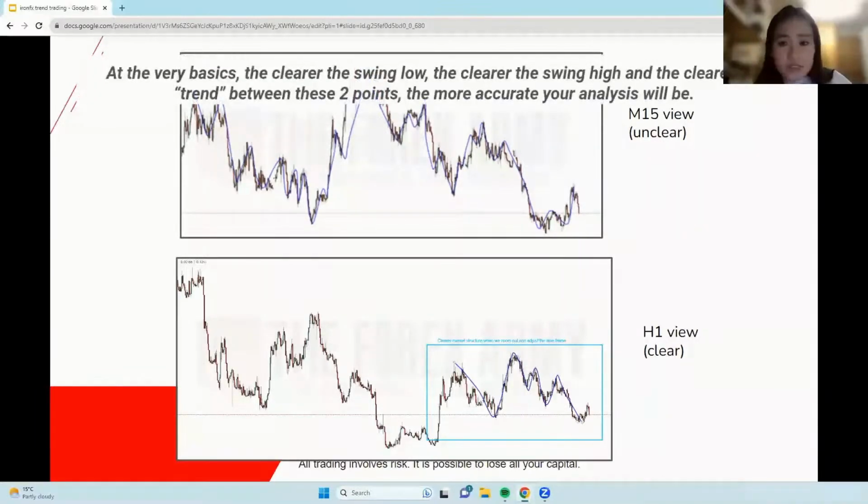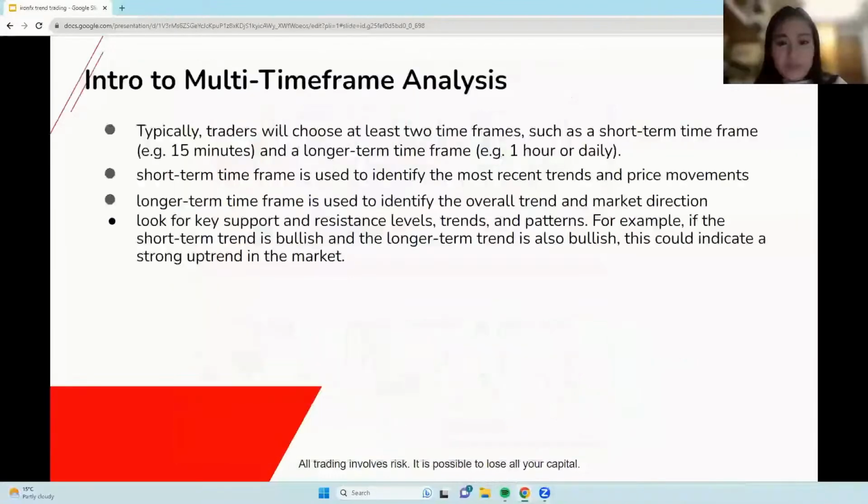There are two criteria you should look out for. Firstly, a clear swing high or swing low. Secondly, a clear trend between the starting and ending points. You can see here I've added a little quote at the very basics: the clearer the swing low and swing high, the clearer the trend between these two points, then the more accurate your analysis will be. This is just an intro, but we have an entire webinar on multi-time frame analysis. Basically, it just involves analyzing the market from multiple time frames.